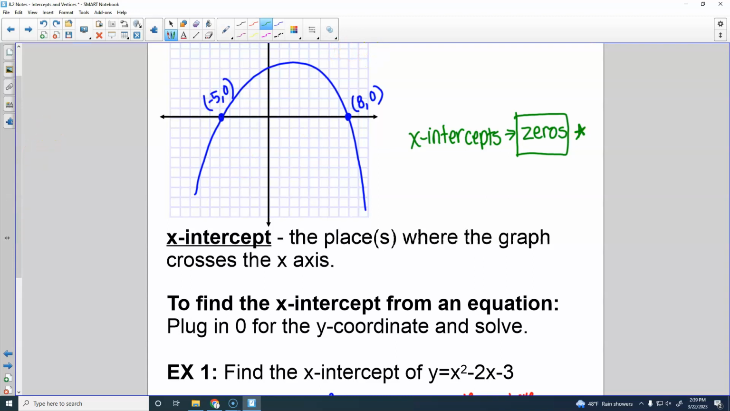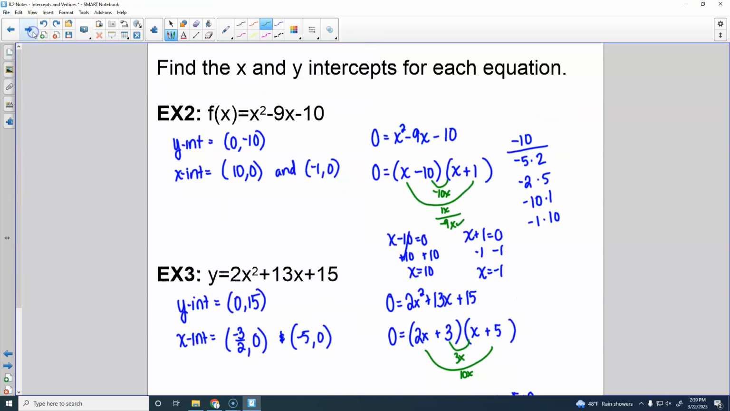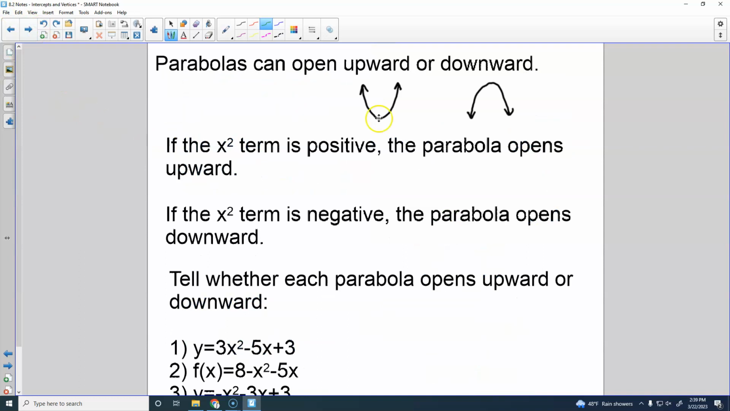All right, we're going to do one more part of these notes today, and then I'm going to give you your assignment to work on. Good news is this is just as easy as your y-intercept. Parabolas can open upwards or downwards.